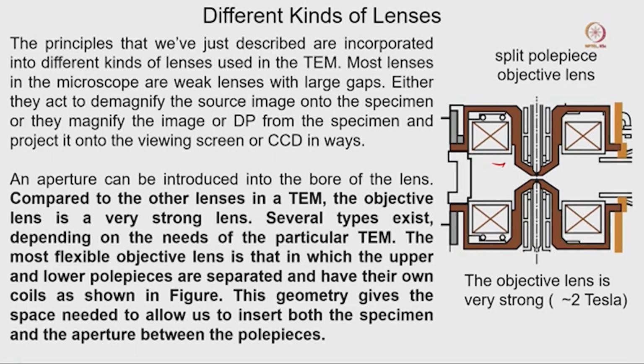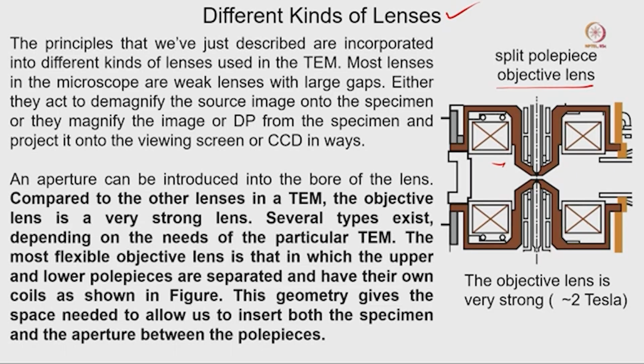Now, this is the lens system we talked about last class, the different types of lens. Among these different types of lens, I discussed the objective lens. Here we can see the objective lens we are talking about. In the last class I also discussed this objective lens. In the objective lens, there is a split pole piece.